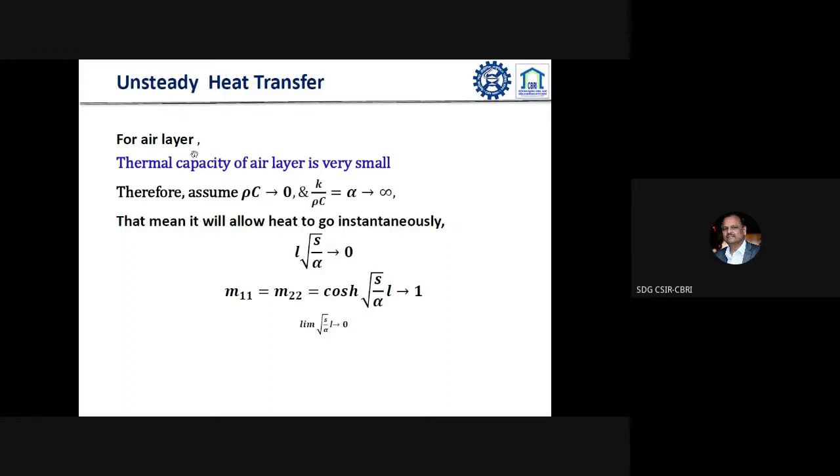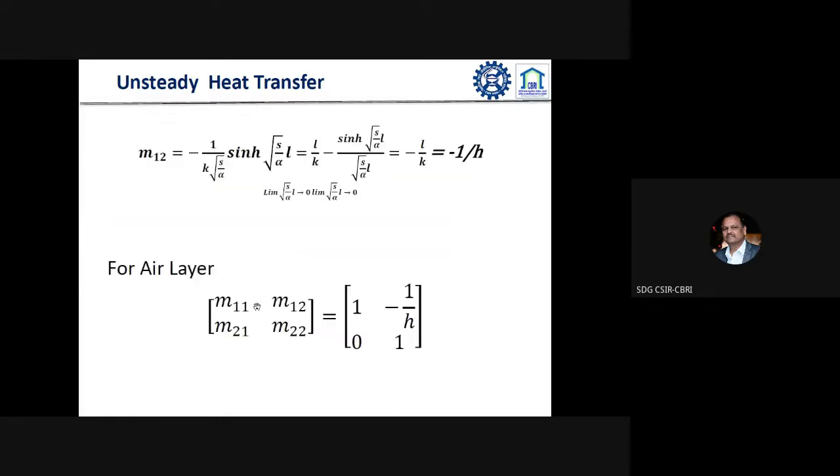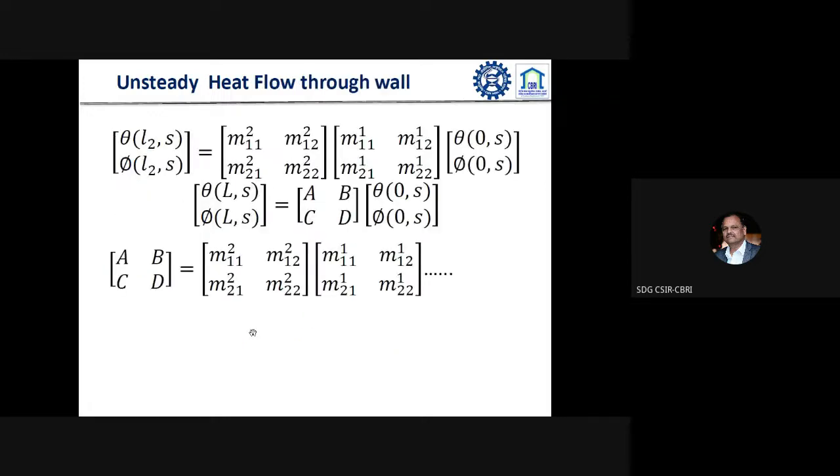For the air also, we can put in the thermal capacity of the air, and with these equations we can take another term as infinity and solve the equations. We can find the transformation matrix for the air, which is equal to 1 divided by 0, minus 1 divided by h into 1. In the case of the solid, the transformation matrix looks like this.